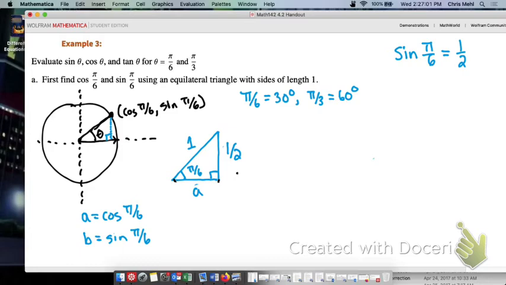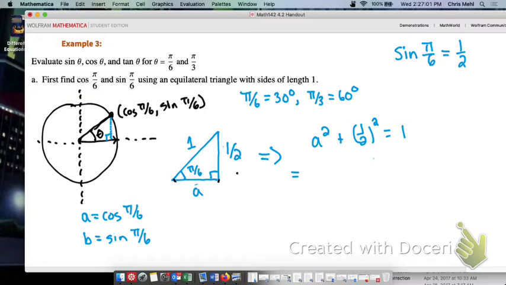So what I'm saying is, now that I know that the height of this triangle, which is also sine of pi over 6, is 1/2, now I'll just get rid of that second copy that I drew. And now I just need to find the base of that triangle to get cosine of pi over 6. And I'm just going to use the Pythagorean theorem. So now I know that a squared plus 1/2 squared has to equal the hypotenuse squared, which is 1 squared.